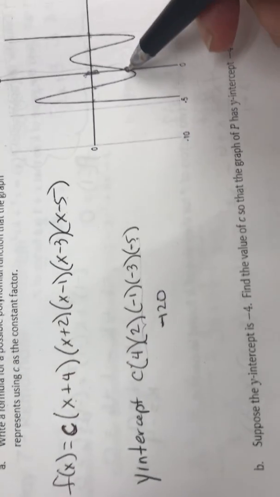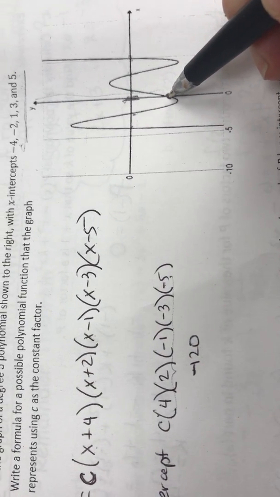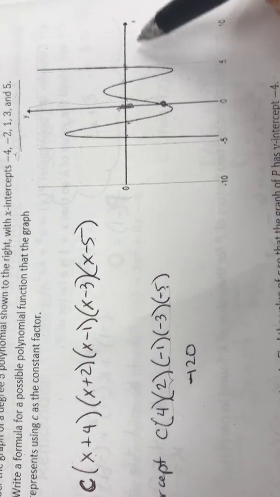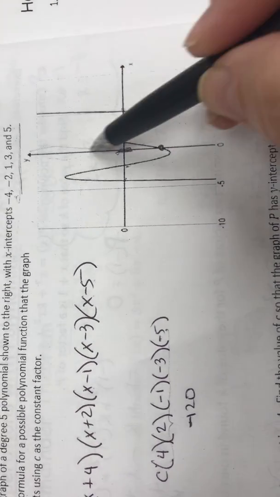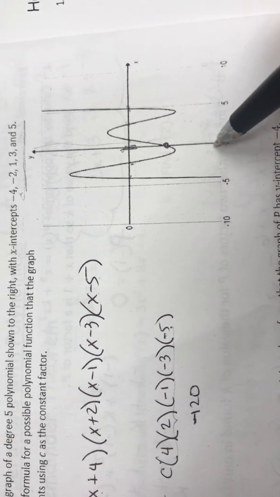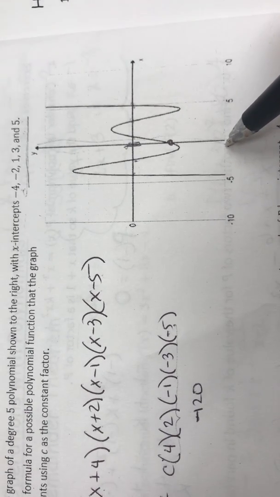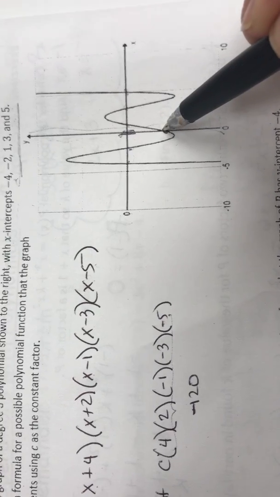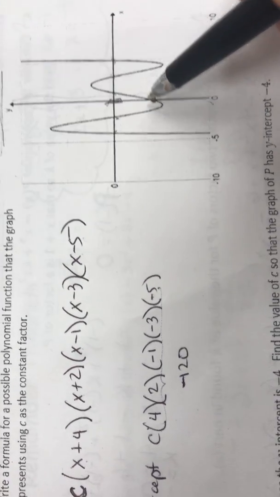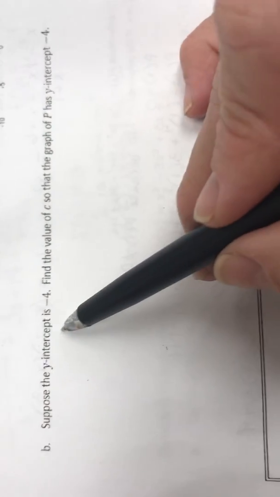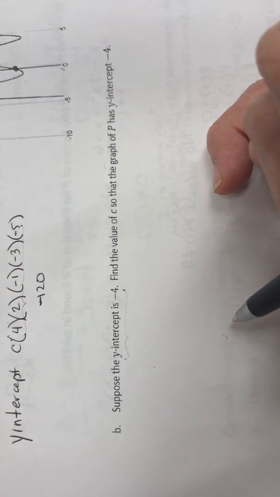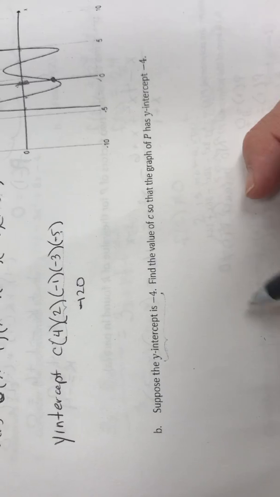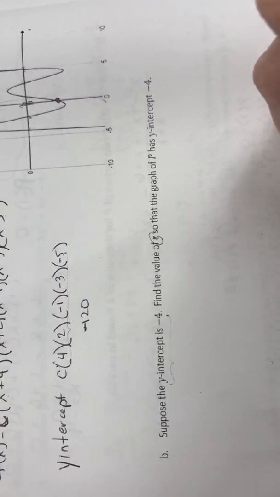Okay? That doesn't look like a -120. Not if over here is -10 to 10. There's no numbers along this axis to tell me what interval it's at. So this could be -120. But you notice in the next one, it's telling me that suppose my y-intercept is -4. They want to know what the value of C is.